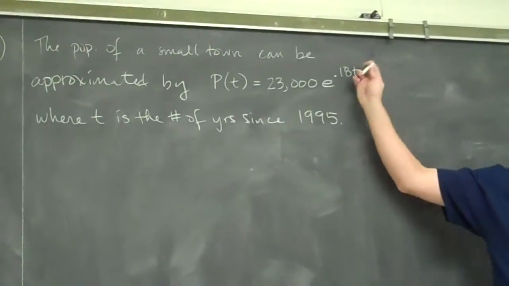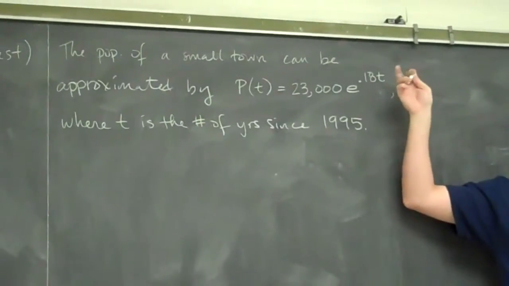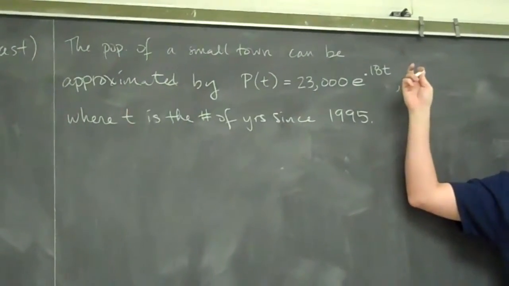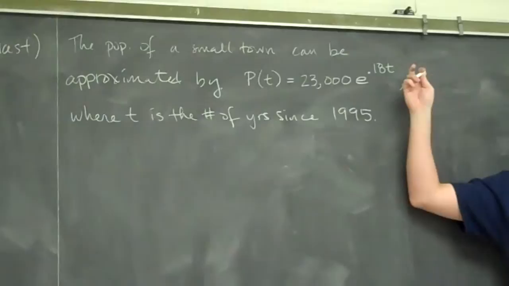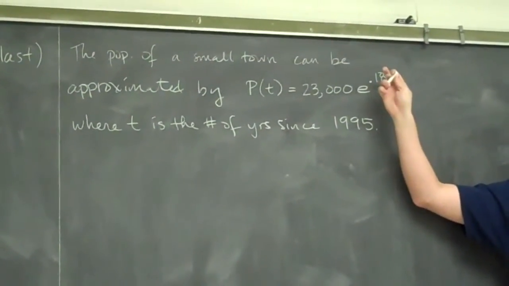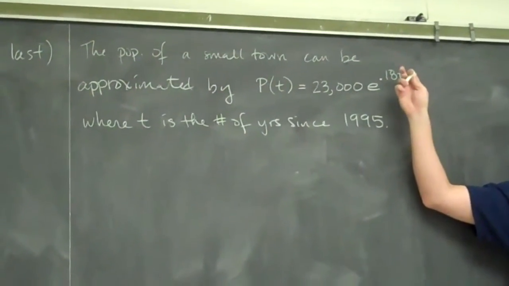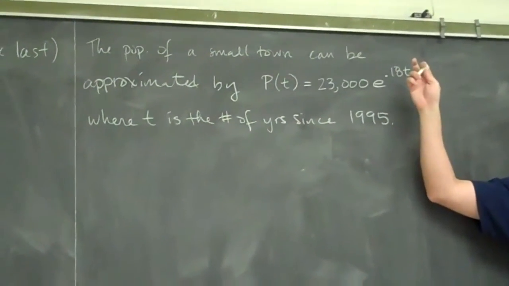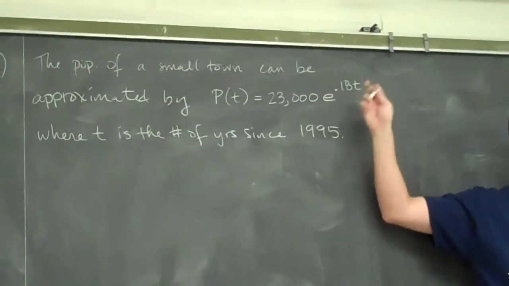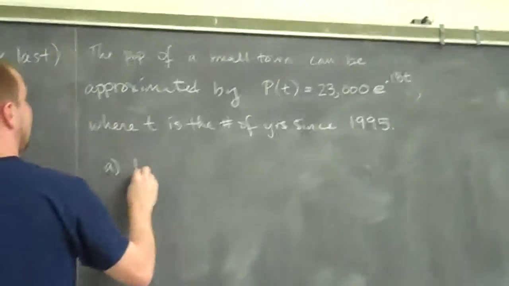If T is the number of years since 1995, in the year 1995, how many years has it been since 1995? Zero, right? And if I plug in zero for T, what's E to the zero? What's anything to the zeroth power? That's an important idea on your test, don't forget it. What's anything to the zeroth power? And what's 1 times 23,000? 23,000.